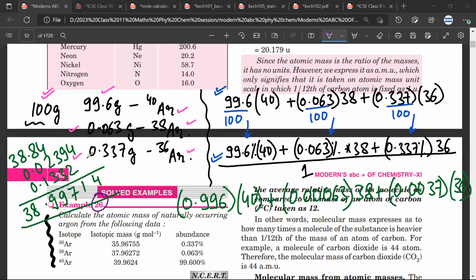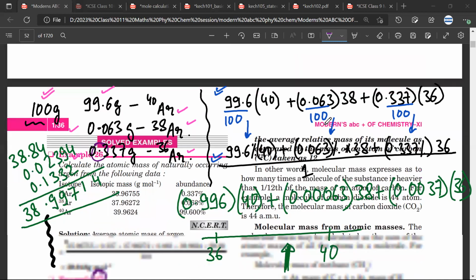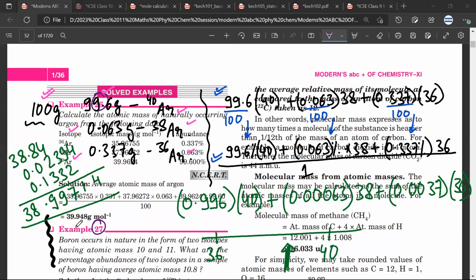So 38.99714, 38.9974, and as we had discussed, this is 36, this is 40. Your weighted average is more toward this side because it is 38.9974. Is it making sense? So 39.948, almost the same answer. Are we clear?